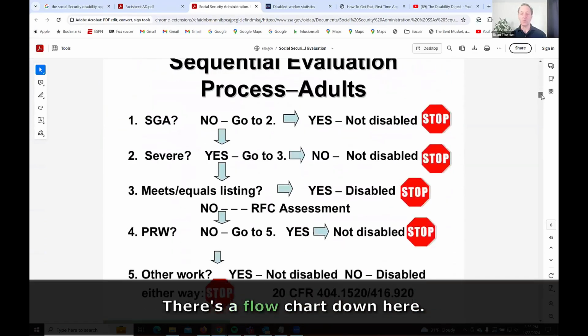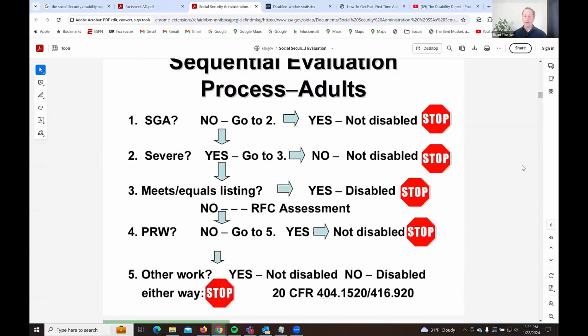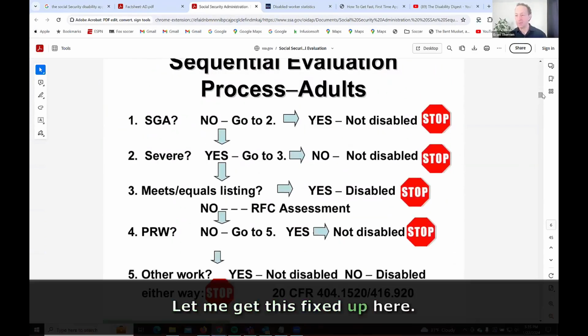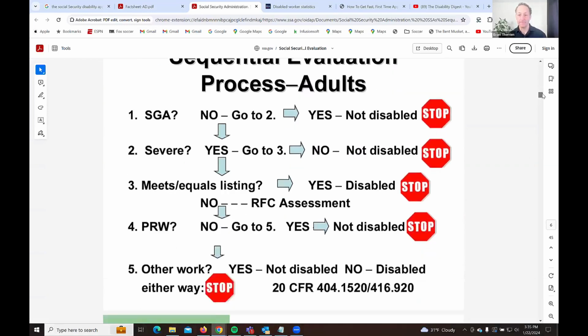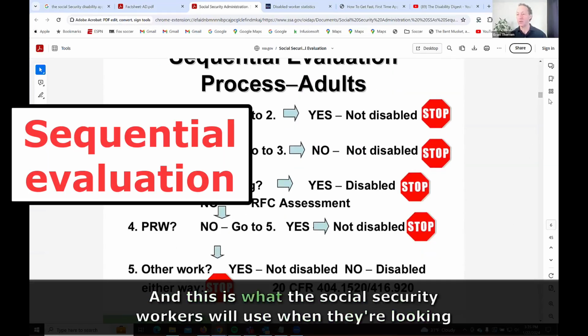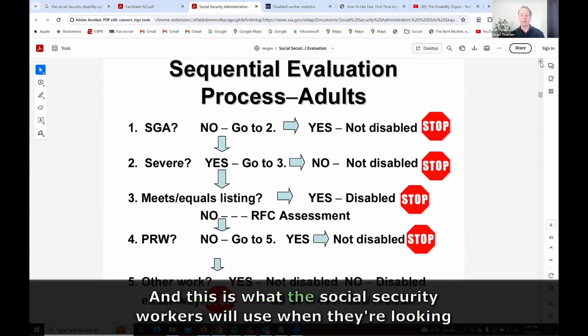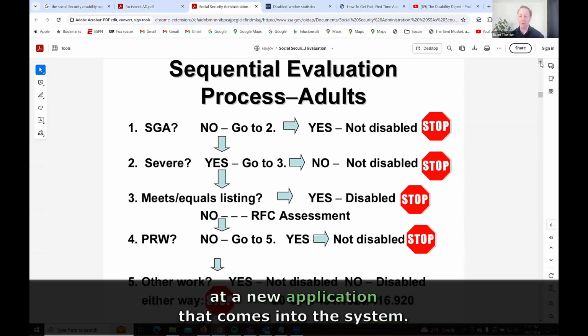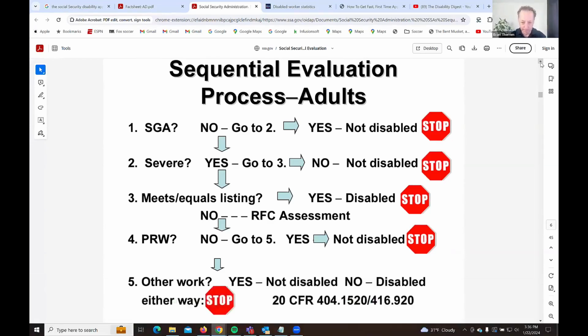So there's a flow chart down here. Let me get this fixed up here. It's called a sequential evaluation. And this is what the Social Security workers will use when they're looking at a new application that comes into the system.